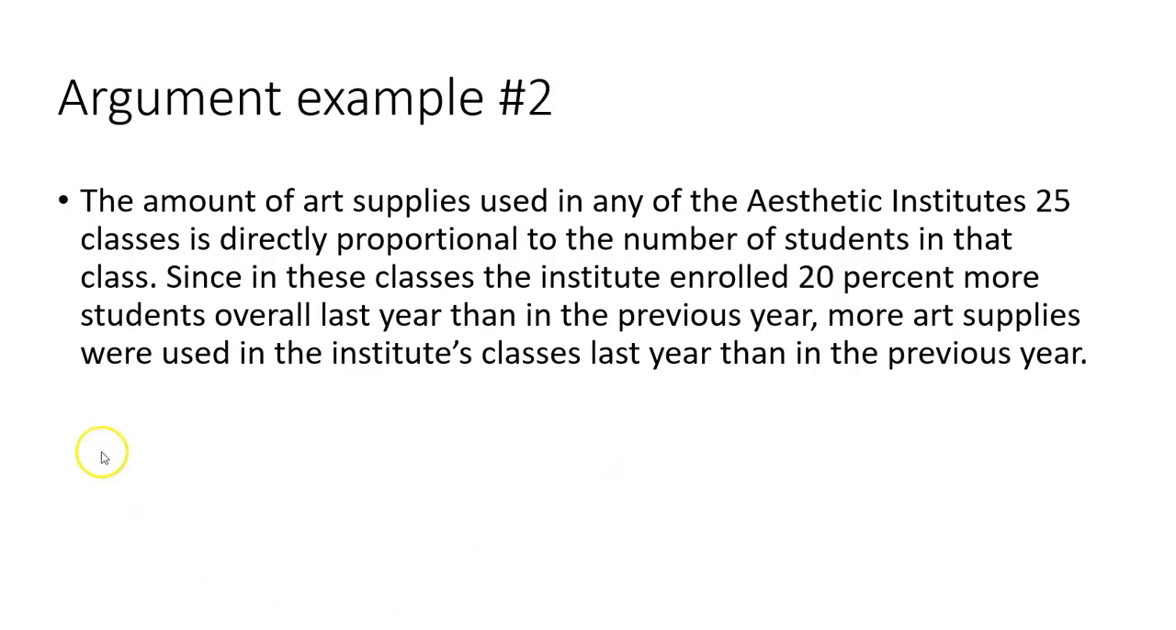Now look, we don't have it follows that, we have since. That's our logical indicator, right? But here the premise and the conclusion are kind of glued together a little bit. Let's see. There we go. There's our conclusion, right? They're just connected in the same sentence. Therefore, more art supplies were used in the Institute's classes last year than in the previous year. Boom.